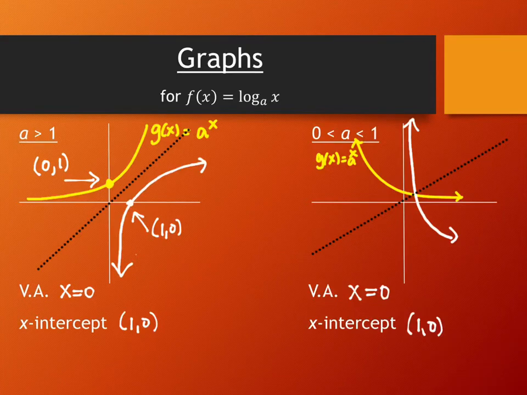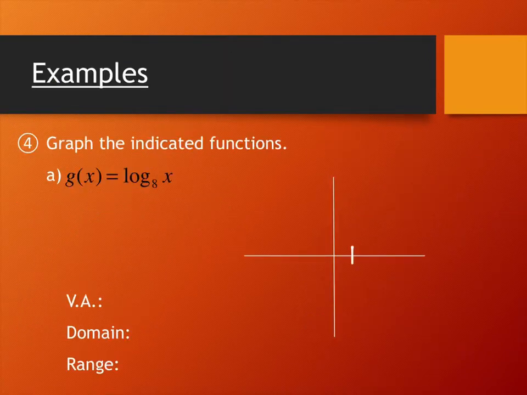In particular, our base is 8, which means it's bigger than 1. So the graph I'm going to get looks like the first white graph on my screen. So I have a graph that's crossing at 1, 0. It's an increasing graph like this. That's as much of a sketch as I really need to make. Okay. My vertical asymptote. What is my vertical asymptote on this graph? X equals 0.